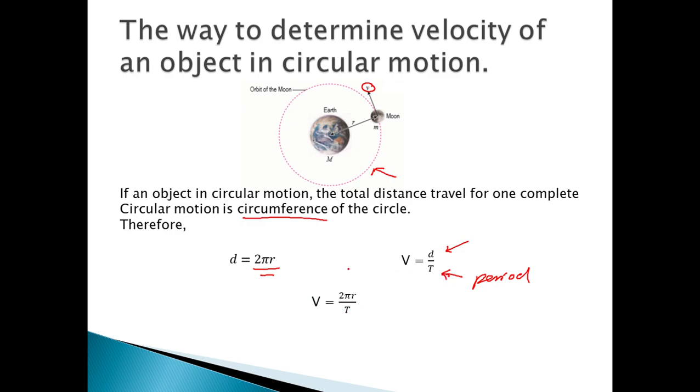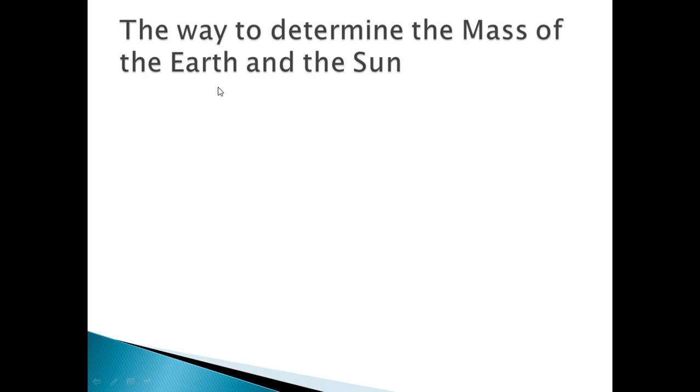Okay, so if you combine these two, if I substitute this to here, then you're going to have 2 pi r over T. This is another formula you have to know. Why do we have to know this? Because later on we're going to use it to calculate other things, which is the mass of the Earth and any other object.